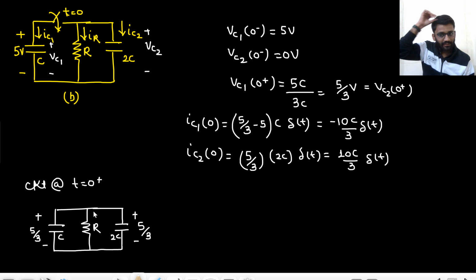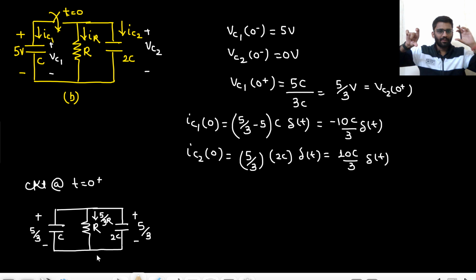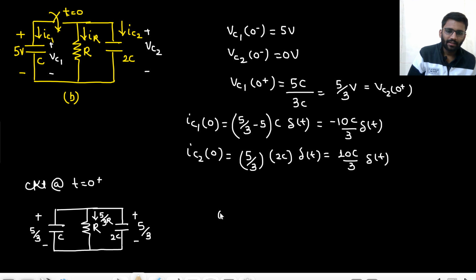And because of this 5 by 3 volt, what will be the current in the resistor R? That would be 5 by 3R. At t equals to 0 plus, 5 by 3 volt here, 5 by 3 volt here, that means 5 by 3R current is flowing in this resistor R. So now there are three sources, 5 by 3 volt, 5 by 3 volt and 5 by 3R. So we have to consider each one by one. So here you got to know that your IR at 0 plus is 5 by 3R.